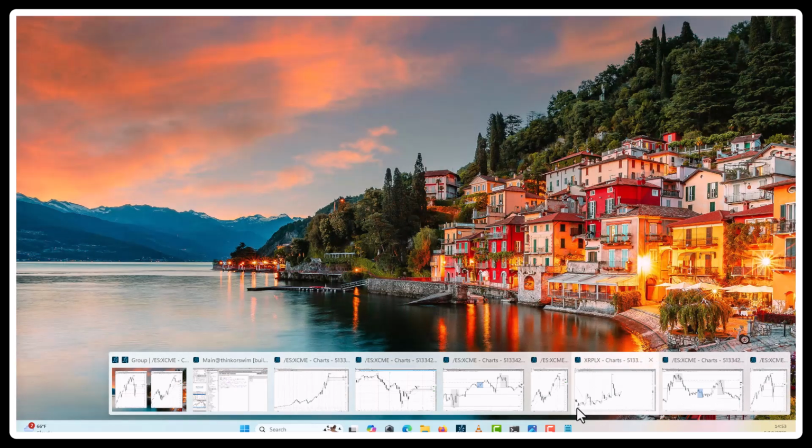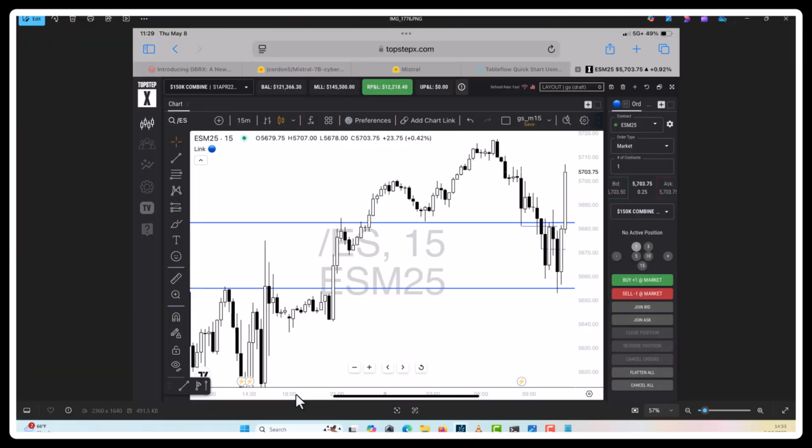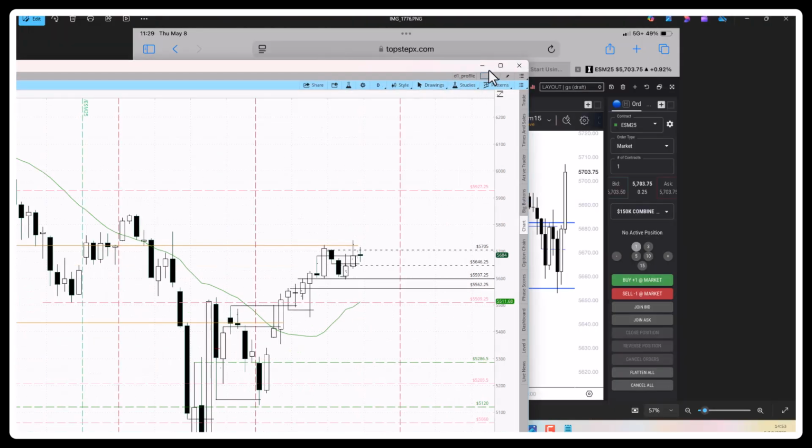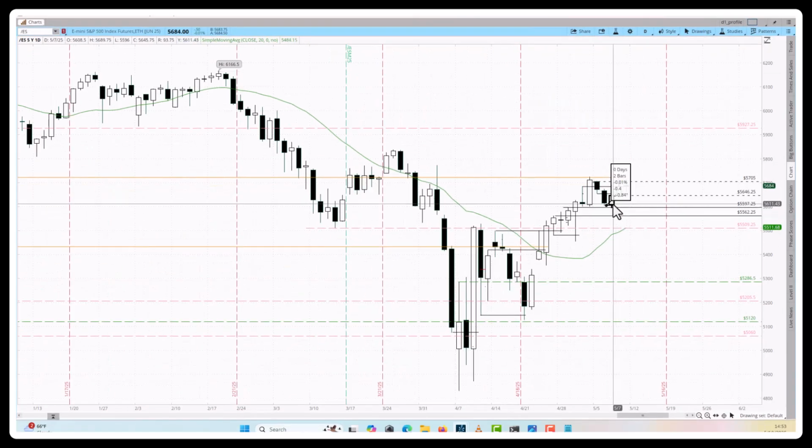So the weekly profile for this week is basically that Wednesday made a low and then it reversed. It took out the candle range right here on last Friday right there.